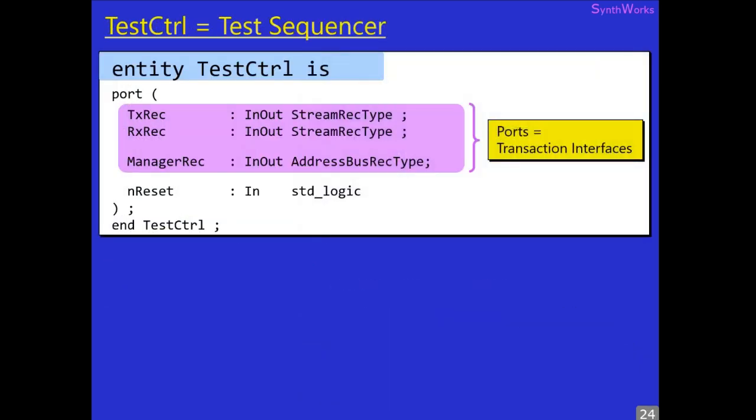So if we look at our test sequencer then, on the interface of our test sequencer, all we have is our transaction interfaces. We have reset on there right now. That's kind of a crutch that will eventually go away. We're going to make our reset verification components or reset procedures talk to some global signals that tell us if anything's in reset and if everything's in reset.